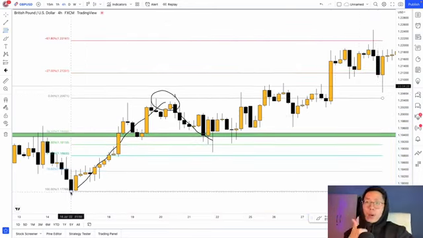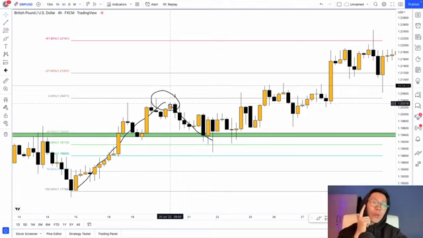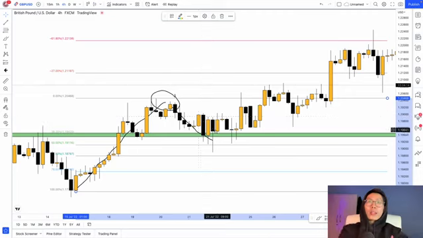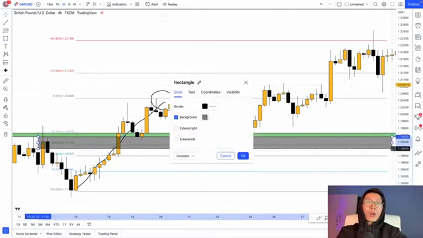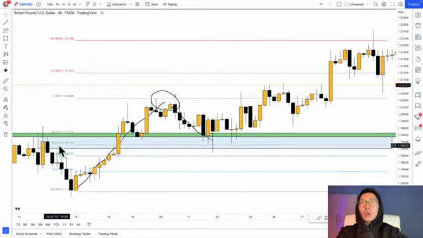So now we've got your A, we've got your B, and now we want to wait for price to form C, which is the retracement. So price retraces all the way down to the 50 extension level right here. This area right here, right? So this is your 50 extension level. You can see right here.